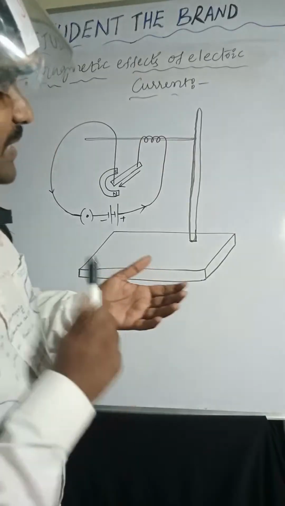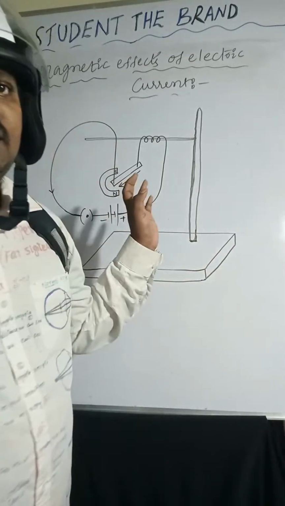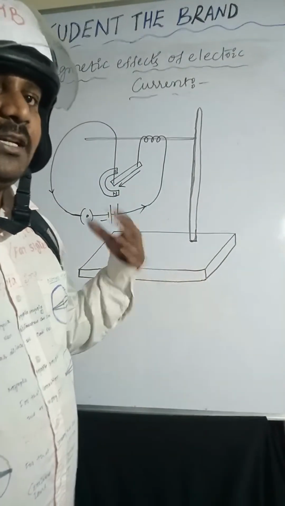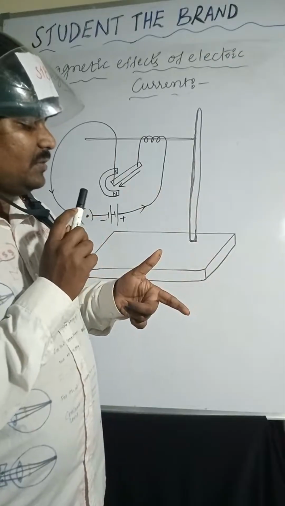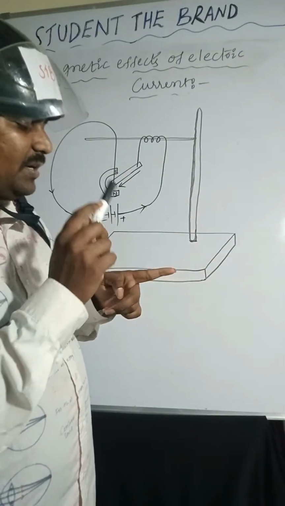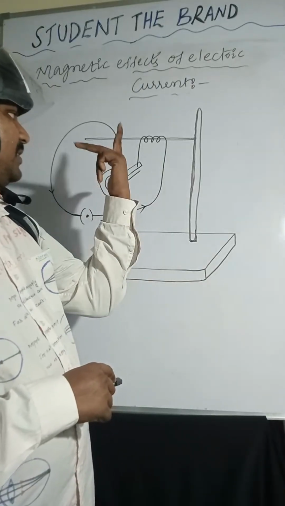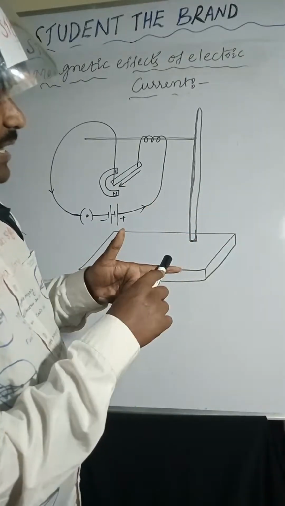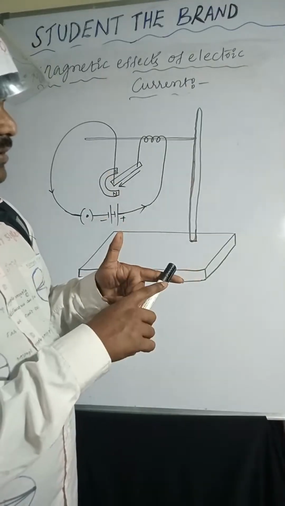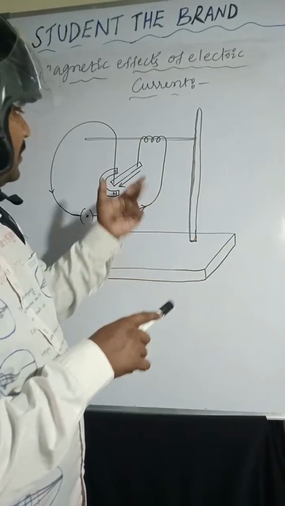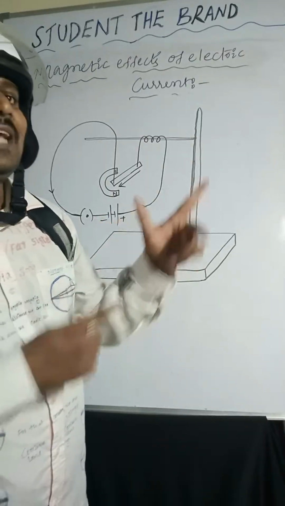By using Fleming's left-hand rule, we can identify the force acting on the current carrying conductor. The index finger represents the magnetic field, the middle finger represents the current direction, and the thumb represents the force acting on the conductor.